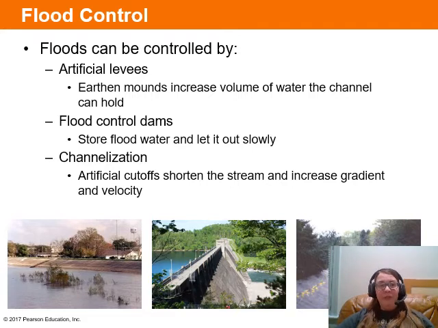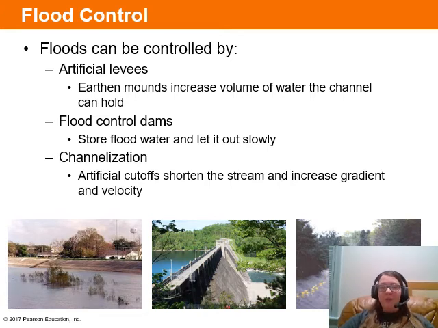But there are issues with these man-made flood control devices. So even with these artificial levees, where we've built up the sides of our rivers so that they can hold more water, when these artificial levees break, we're going to instantly release all this extra water into the land around it. And this is one of the reasons why Hurricane Katrina was so devastating to New Orleans in the early 2000s. That's because New Orleans sits below sea level.